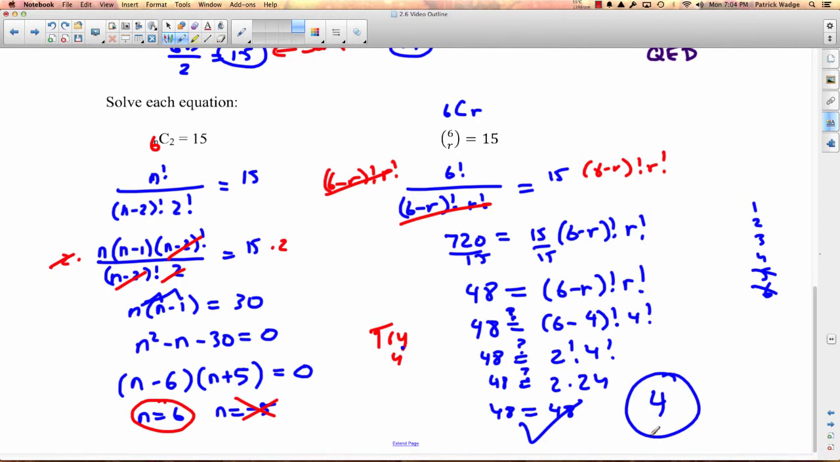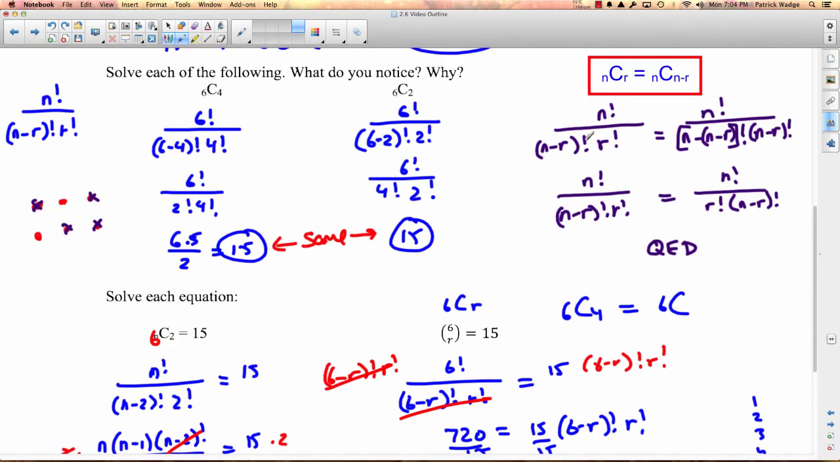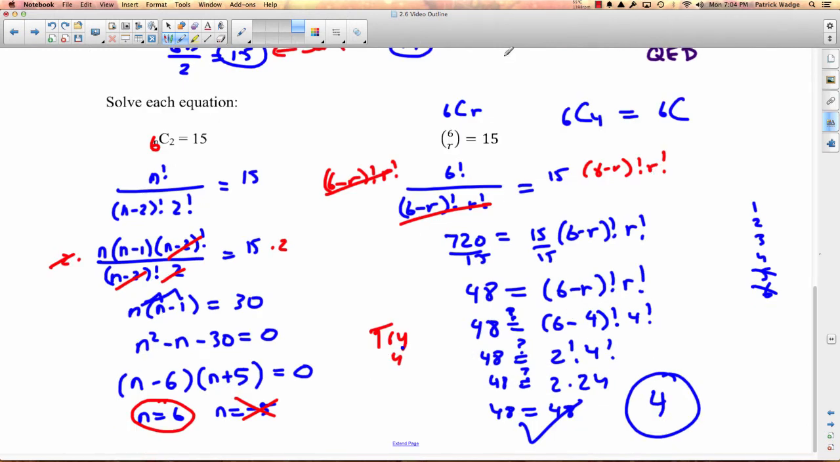But wait a minute. Before we stop and congratulate ourselves, if 6 choose 4 works, then what else has to work? 6 choose, do you remember from what we talked about right up here? Choosing 4 things that we're interested in is the same as choosing 2 things we're not interested in. So 2 has to also work.